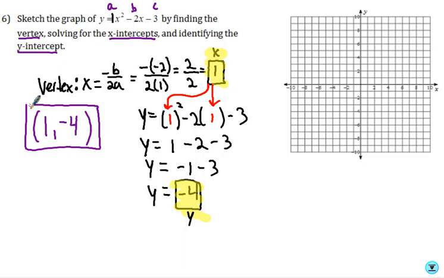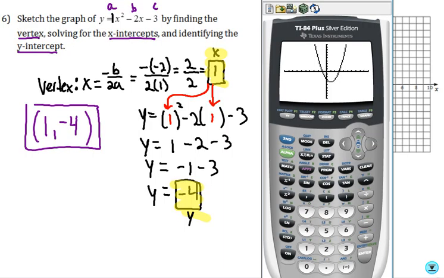So I could actually go ahead and mark that point. Now again, no surprise. We already said it was going to be (1, -4), right? So we're just verifying by hand what we've already done using technology.